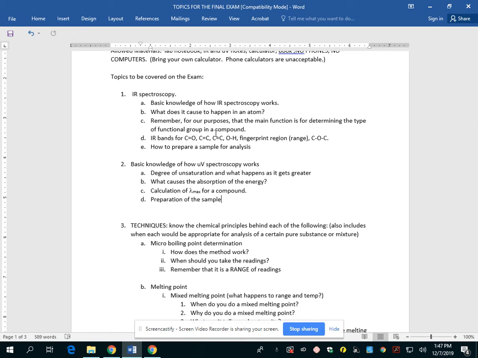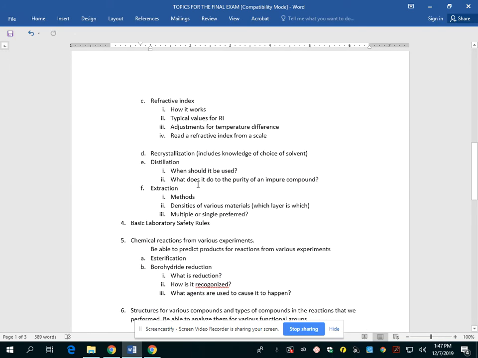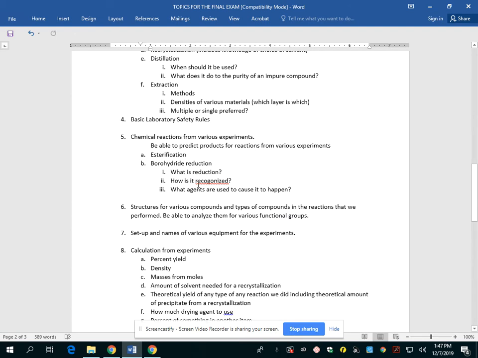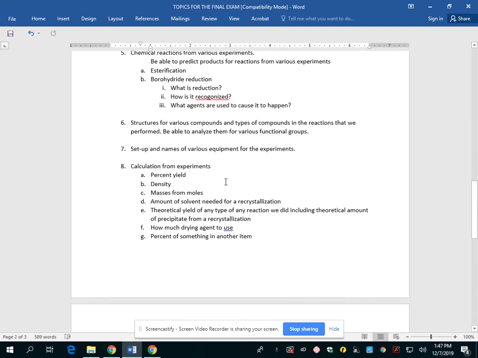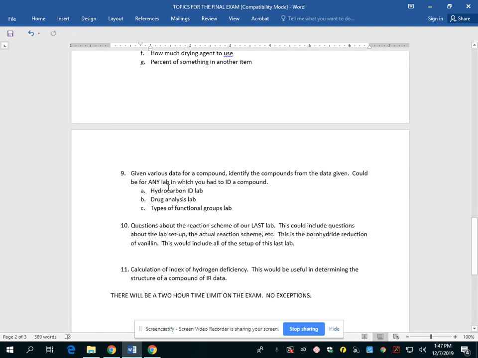Obviously, I might just throw out a number and ask you what that means as opposed to giving you a spectrum. If I said something like a peak at 3,400 would probably be indicative of what type of compound, and then I might mix that in with, when we talk about a little bit later down here, in the functional groups lab.